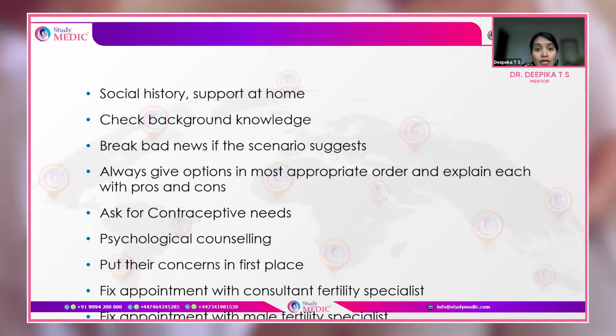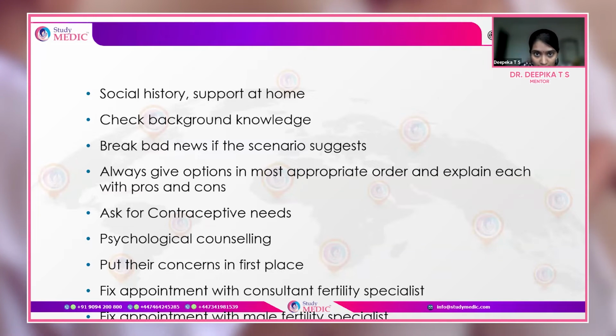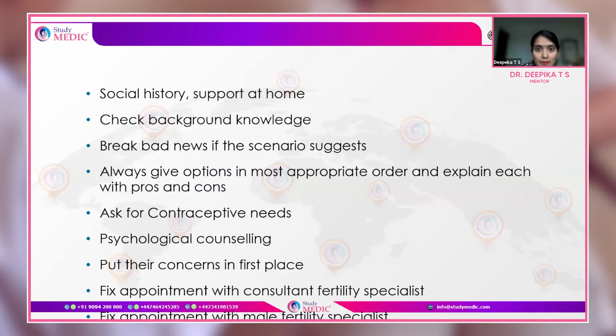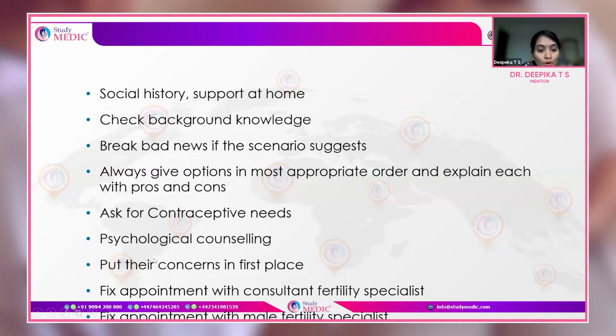And also, if there are some conditions when they cannot conceive at present, if the HbA1c is more than 10, so they cannot conceive at present. So in that case, you can always offer contraception. It is not safe to conceive now. Psychological counseling, putting their concerns in first place is very, very important.